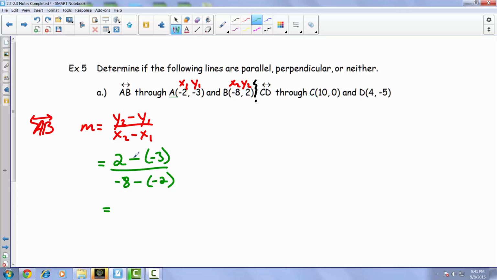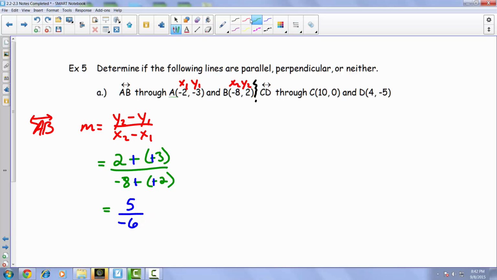Simplifying this up, we end up with 2 minus -3. Well, really, since we're subtracting by a negative, we are adding that value. So we end up with 2 plus 3. That gives us 5 on top. On the bottom, we have -8 minus -2. Again, we're actually adding that 2. So we have -2 plus 2. I'm sorry, -8 plus 2. That would give us -6.